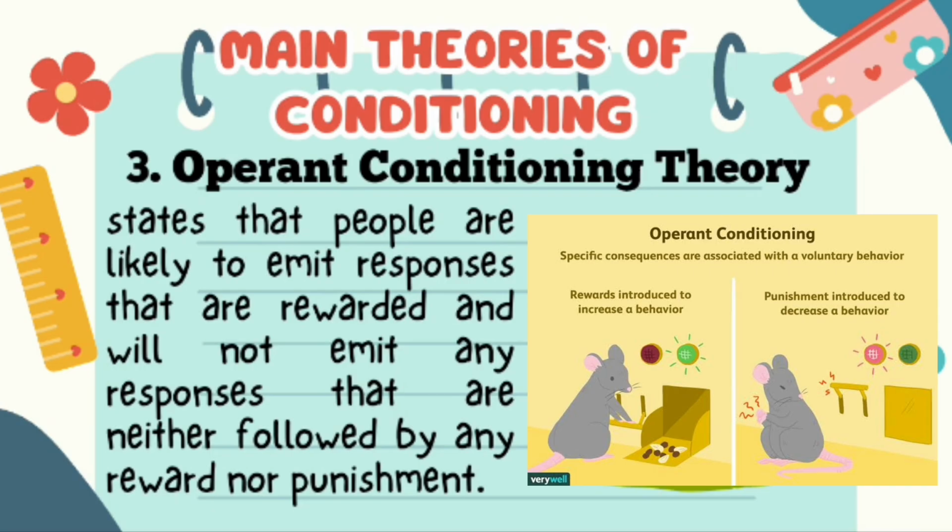So for example, if a student studies hard and gets praised by the teacher, that student is more likely to study hard again. But if the student gets scolded for being noisy in class, they'll probably avoid doing that next time. So basically, operant conditioning teaches us that our actions are shaped by rewards and punishment, and this helps us learn which behaviors are good or bad.